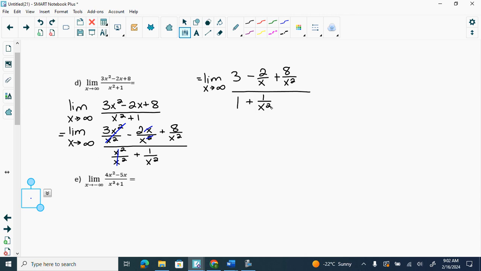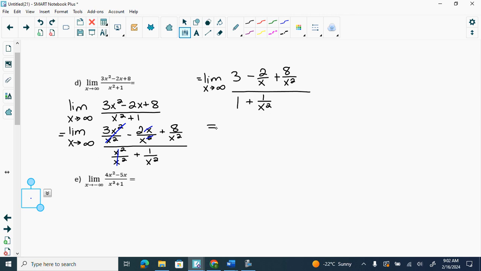Now I could rewrite this out as 5 limits. I could go the limit as x approaches infinity of 3 minus the limit as x approaches infinity of 2 over x plus the limit as x approaches infinity of 8 over x squared. And I could write them all out simply, right? And that's why we can do that. But you don't have to. You can just apply that limit to this, correct?